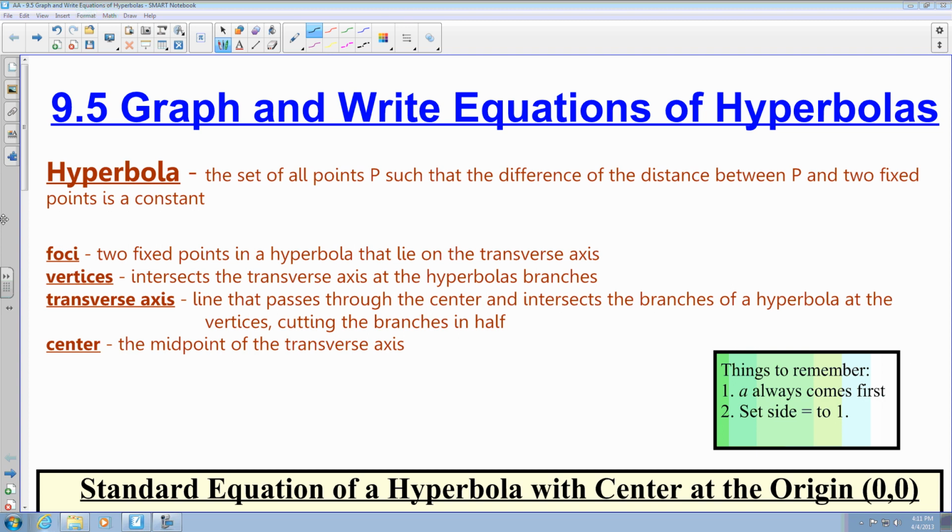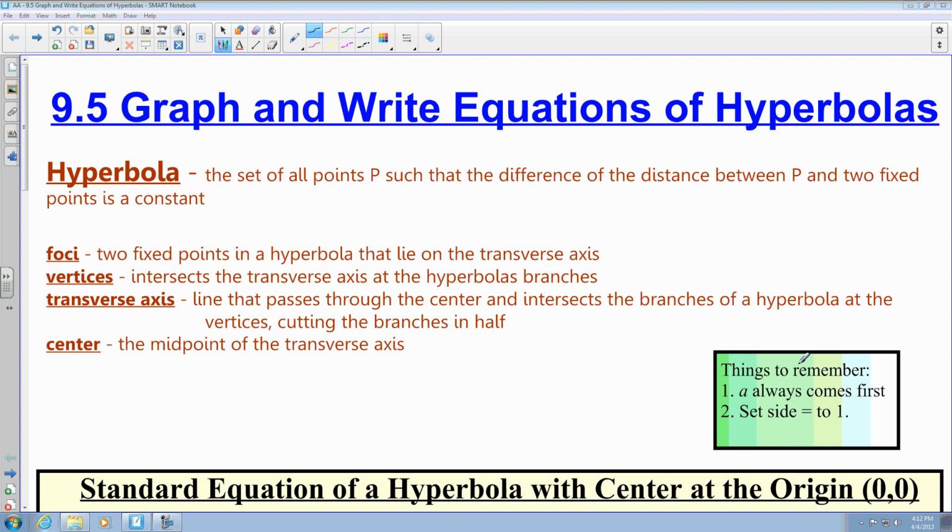Similar to the ellipse, we still have two foci. We have vertices, but what changes is we have what is called a transverse axis. The transverse axis is a line that passes through the center and tells us the distance between our two vertices in our hyperbola.